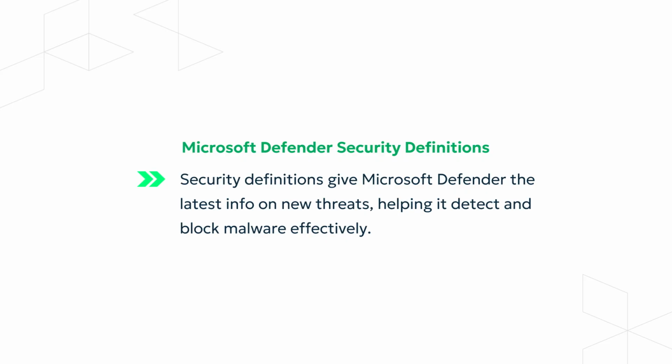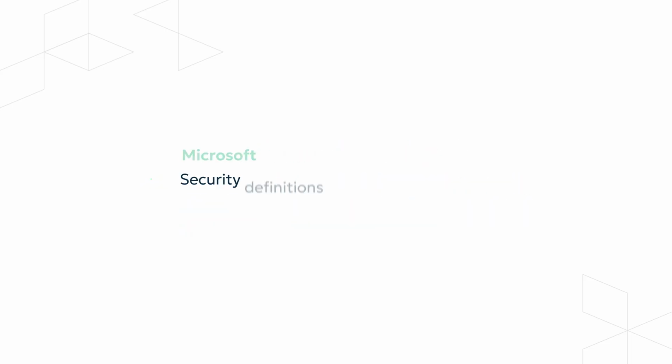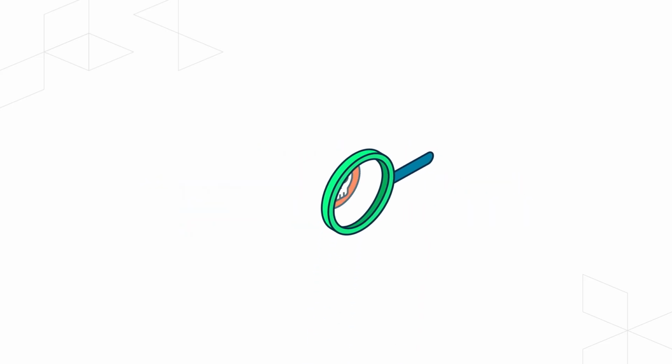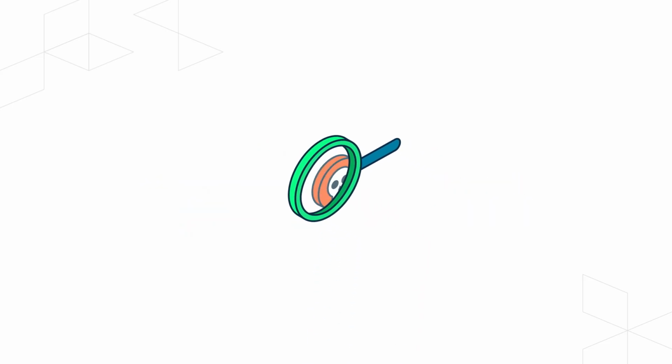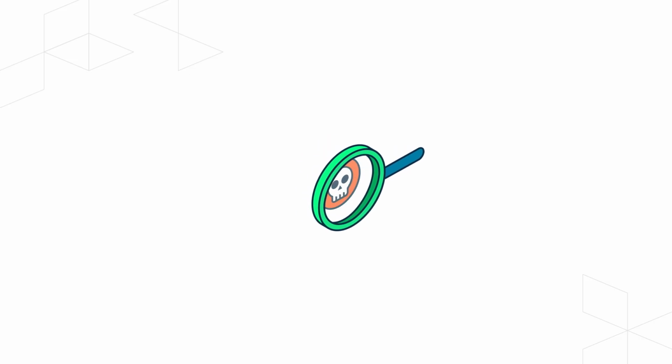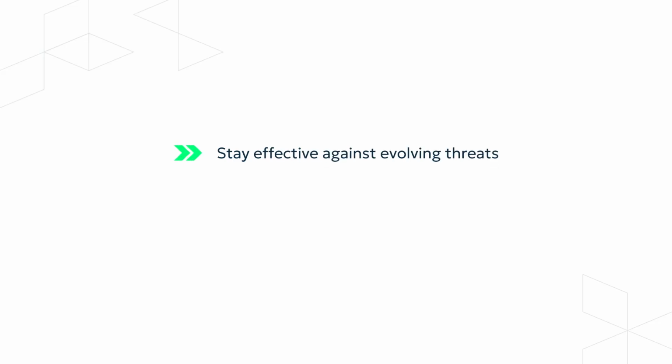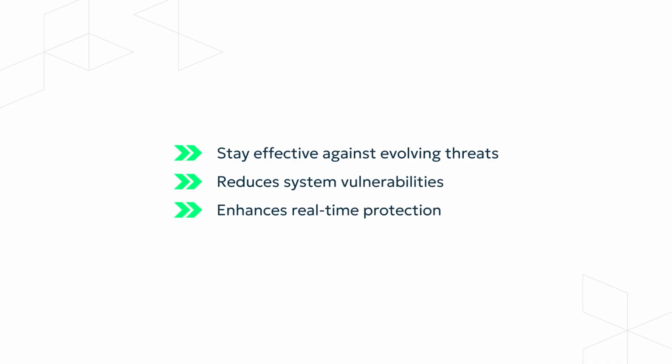A guide to Microsoft Defender security definitions. Security definitions give Microsoft Defender the latest info on new threats, helping it detect and block malware effectively. Without regular updates, Microsoft Defender may fail to recognize newer threats, leaving your device vulnerable. Keeping security definitions up to date helps Microsoft Defender stay effective against evolving threats like malware, trojans, and viruses, reduces system vulnerabilities, and enhances real-time protection against cyber attacks.